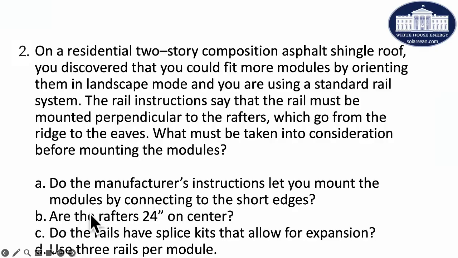Are the rafters 24 inches on center? So usually they are. That's 2 feet, and that's usually the way they say it. 24 inches on center. I used to joke with people and go, is it 24 inches also on edge? That's just what they say, center of one rafter to the center of the next rafter. And if you're looking for the right edge of the rafter, it would be the same thing. But anyway, they call it 24 inches on center.